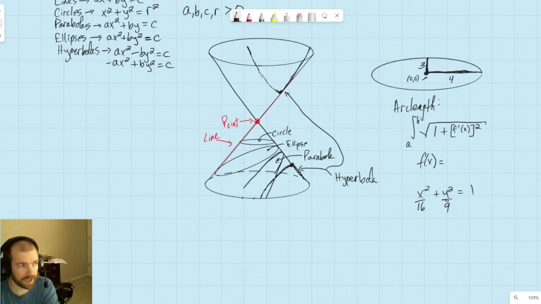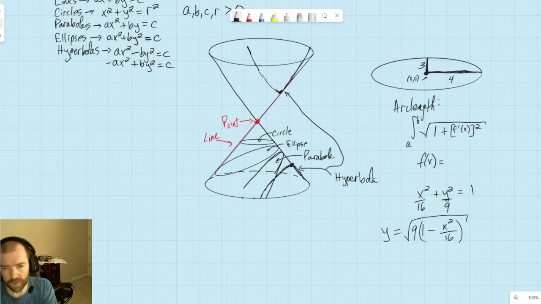If we want to get y by itself in order to get f of x, we're going to move this over. It's going to be 1 minus x squared over 16, all multiplied by 9, and then we take the square root of all that is equal to y. Again, we're only going to be doing the positive one, so absolute value of y, it's just going to be positive. Here, that means we're going to be taking the derivative of this first. And yeah, this can be a bit of fun.